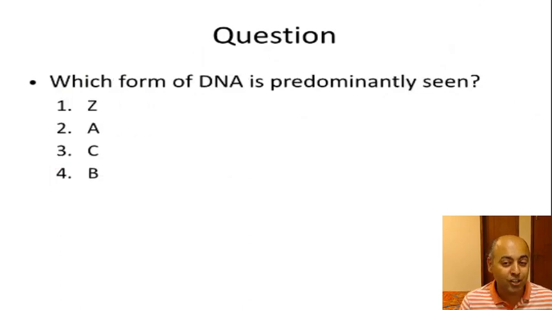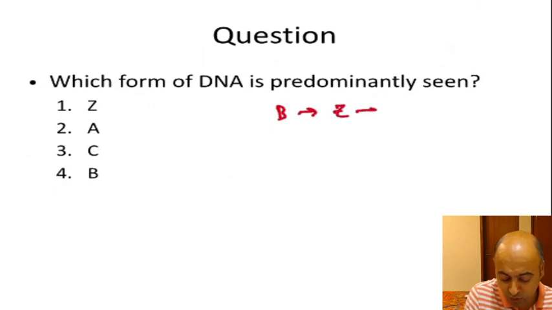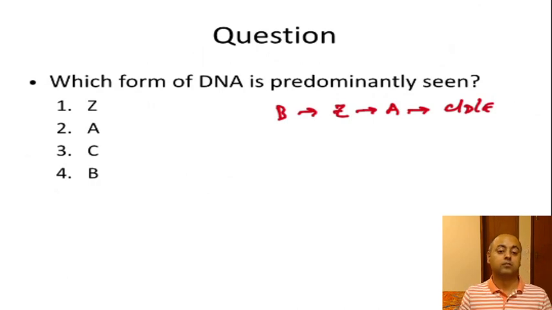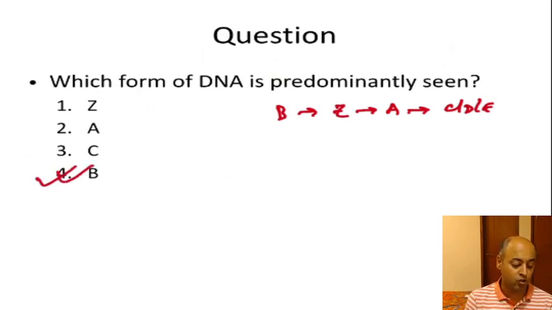Which form of DNA is predominantly seen? I told you B followed by Z followed by A followed by C, D, and E. Which form of DNA is predominantly seen? The answer should be the B form of DNA. B form of DNA is predominantly seen. Okay, so the correct answer is D, the B form of DNA.